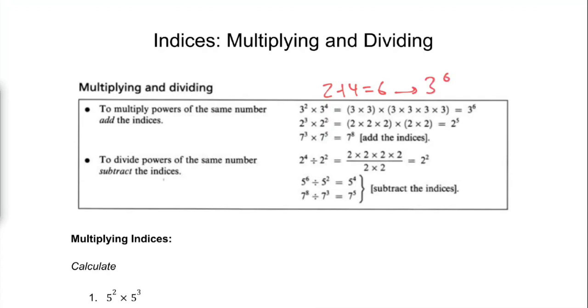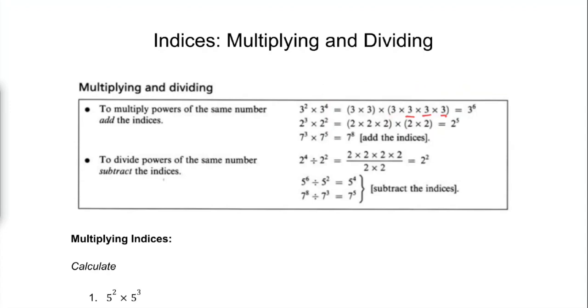What's actually going on here is that you've got 3 to the power of 2 times 3 to the power of 4, so that's 3 times 3, which is 3 to the power of 2, times 3 times 3 times 3 times 3, which is 3 to the power of 4. So we're just adding 2 and 4, that makes 6.